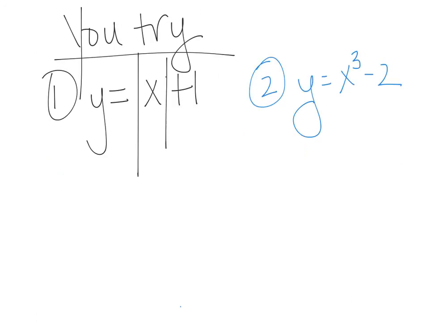So now it's time for the U-try. You have 2 U-try problems. The first U-try problem is y equals the absolute value of x plus 1. And your second U-try problem is y equals x to the third minus 2. And just to be clear, what you are doing is graphing both of these.